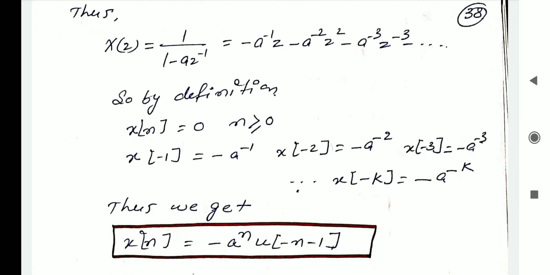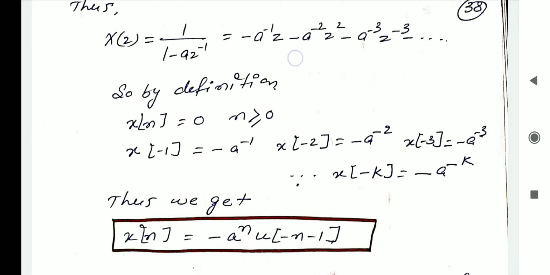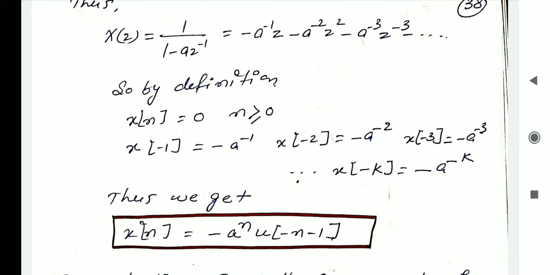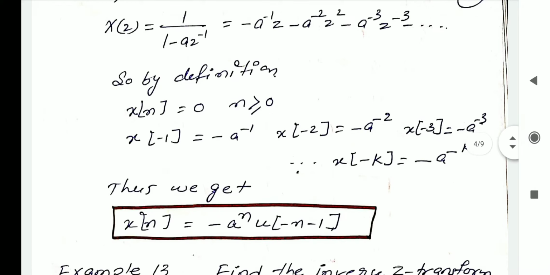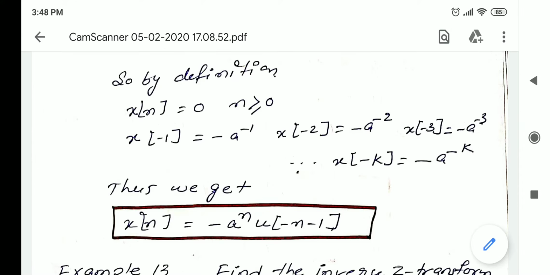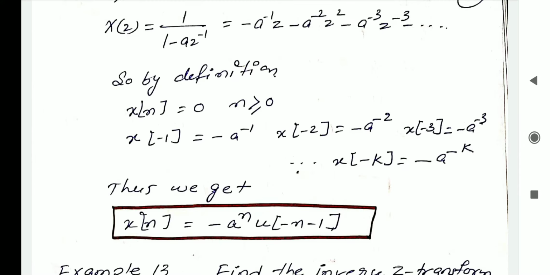So x of n I can define as 0 for n greater than or equal to 0. Here I am not having any constant term, that is z to the power 0 is not present here, and I am not having any term where I have z with negative powers. So for n greater than or equal to 0, x of n is 0, and for negative values of n, this is the term of x of minus 1, this is the term of x of minus 2, this is the term of x of minus 3. So the x of minus 1 coefficient is minus a to the power minus 1, x of minus 2 is minus a to the power minus 2, x of minus 3 is minus a to the power minus 3.